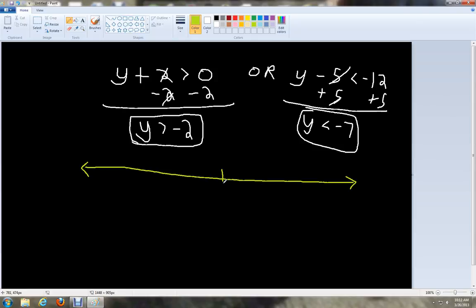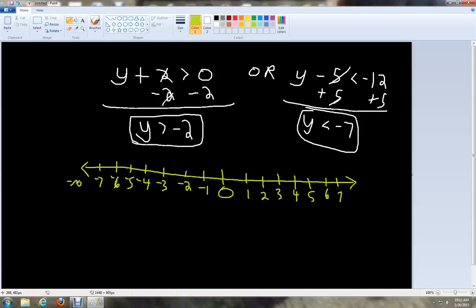So now we're going to draw our number line. Okay, so we'll have 0 here, negative 1, negative 2, negative 3, negative 4, negative 5, negative 6, and negative 7. And we'll just go out this way: 1, 2, 3, 4, 5, 6, 7. And remember to include negative infinity and positive infinity at the far ends of the number line.